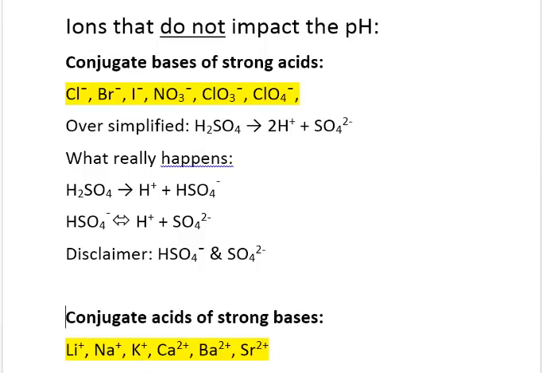The other set of ions that do not impact the pH are the conjugate acids of strong bases, the alkali metals, as well as the alkaline earth metals that form the strong bases. So this is not a complete list of the alkali metals, but it's the most commonly used alkali metals. So any alkali metal will not impact the pH, and neither will calcium, barium, or strontium. Alright, so now let's take a look at the ions that will impact the pH.